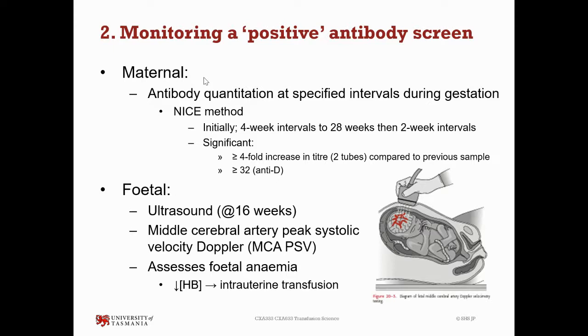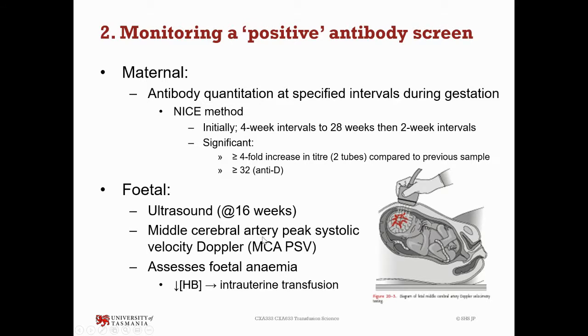If we do see an increase in the antibody concentration, then a fetal ultrasound is carried out, but it can only be done at 16 weeks. It can't be done any earlier than that. And the way they do it, again, is really, really clever. It's a non-invasive way of doing it, and they use a Doppler ultrasound, and they check what's called the peak systolic velocity of blood flow through the middle cerebral artery in the fetus's brain, this artery here.